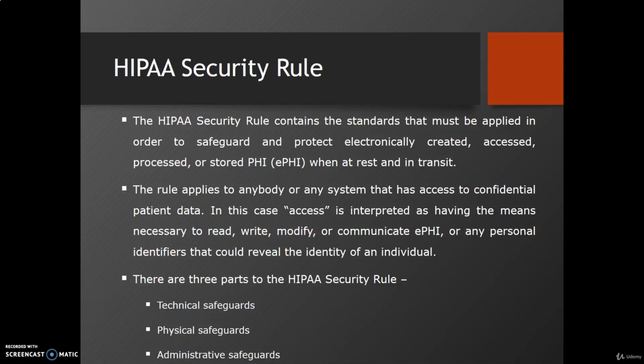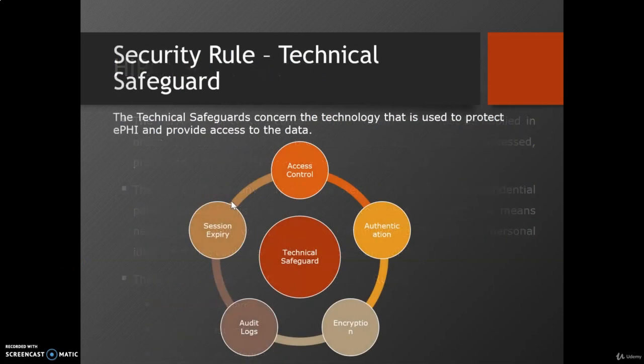So now there are three parts of the HIPAA security rule. This is basically how we can safeguard our HIPAA data, PHI data. First is technical safeguard, second is physical safeguard, third is administrative safeguard. So let's discuss them one by one. Let's start with the technical safeguard. The technical safeguard concerns the technology that is used to protect the ePHI and provide access to the data. Here we are talking about the technology.